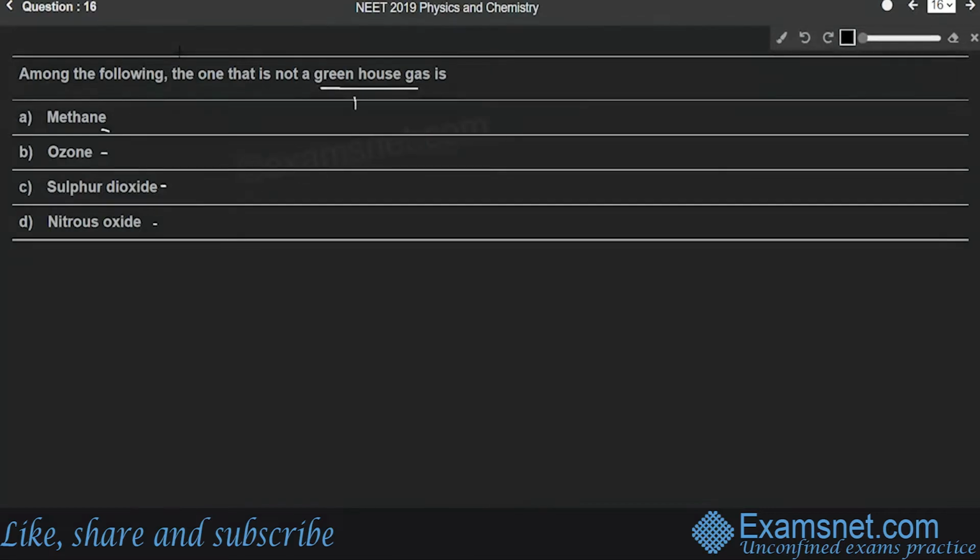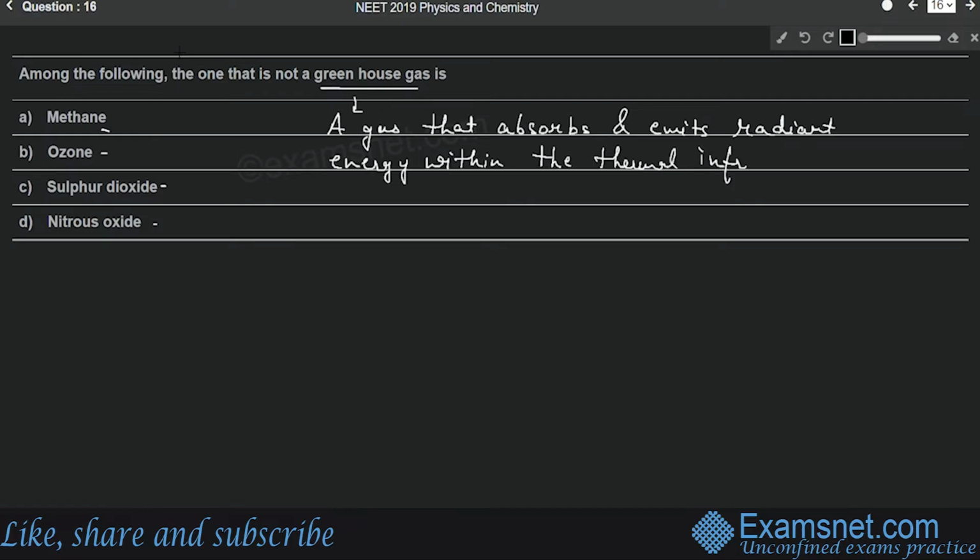A greenhouse gas is a gas that absorbs and emits radiant energy within the thermal infrared range, causing the greenhouse effect. So this effect leads to the heating of the environment.